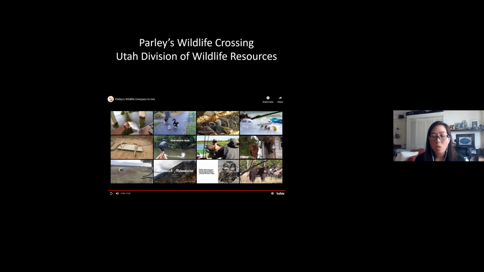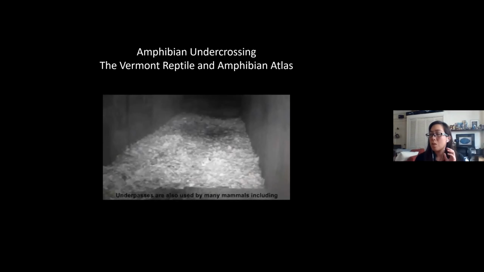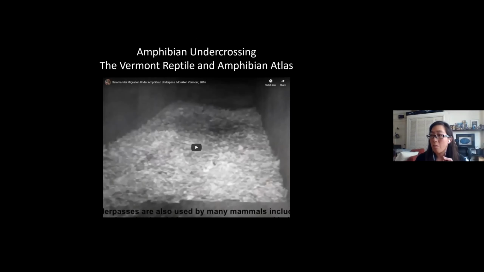So that was an overcrossing. And I want to show you a video of an undercrossing just to show you the smaller critters that are moving through. This is an amphibian undercrossing in Vermont, and they built it because they already knew that there were salamanders migrating in the area, and they wanted their populations to remain healthy and happy.